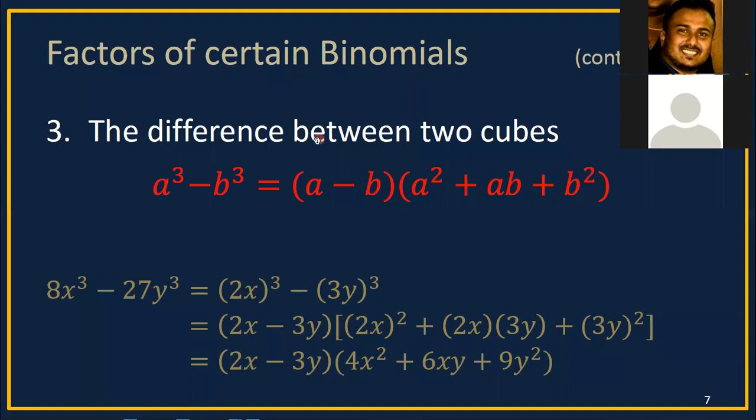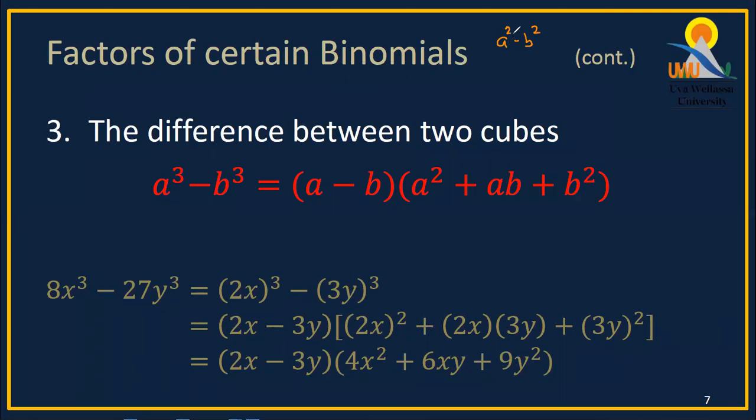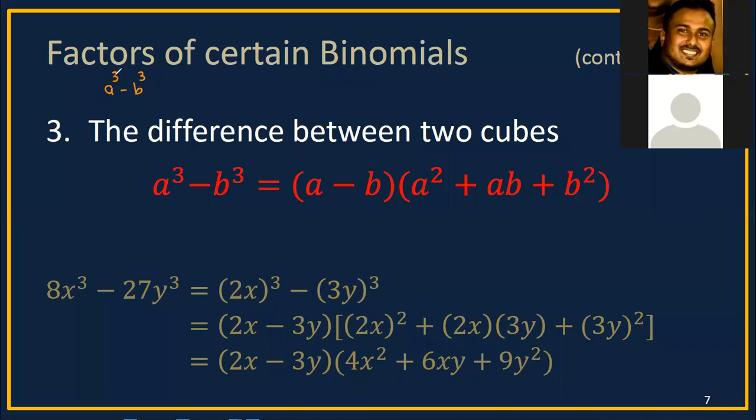Now we will discuss the difference between two cubic terms. So far we have discussed the difference between two squared terms, a squared minus b squared. Now instead of these squared terms, we will consider what method we can follow if we have the difference between cubic terms, a to the power 3 minus b to the power 3. If you see this format, two cubic terms connected with the minus sign, the first factor will always be a minus b. It is the difference of the bases a and b, not the cubes, the difference of these two bases a and b.